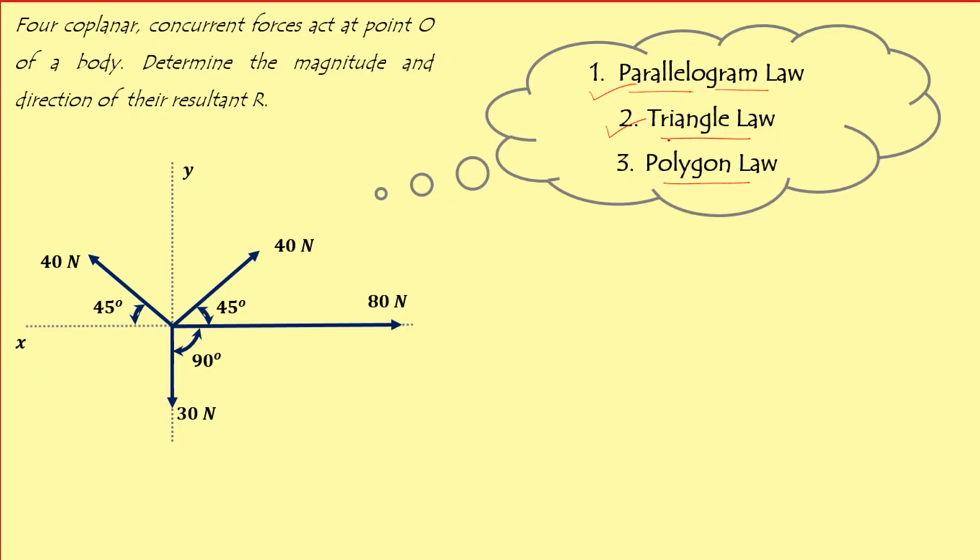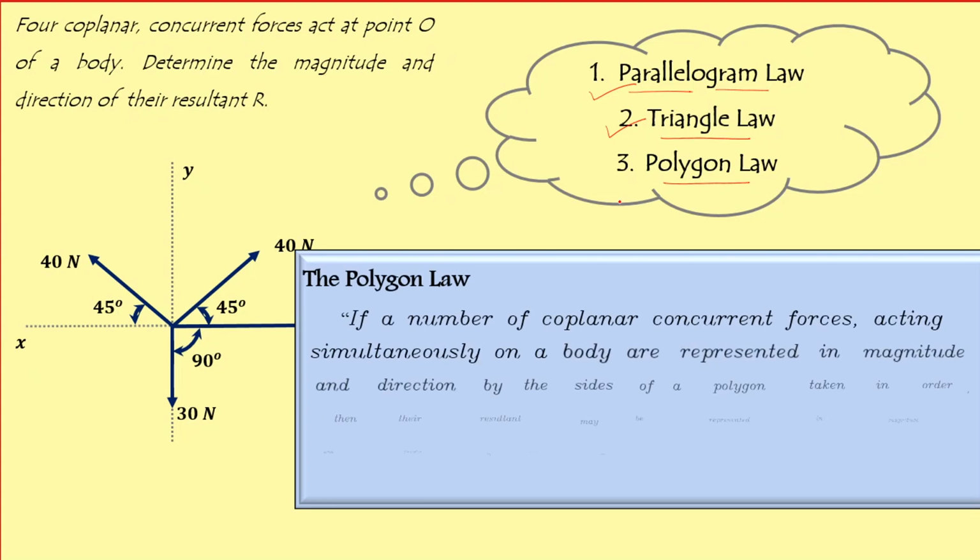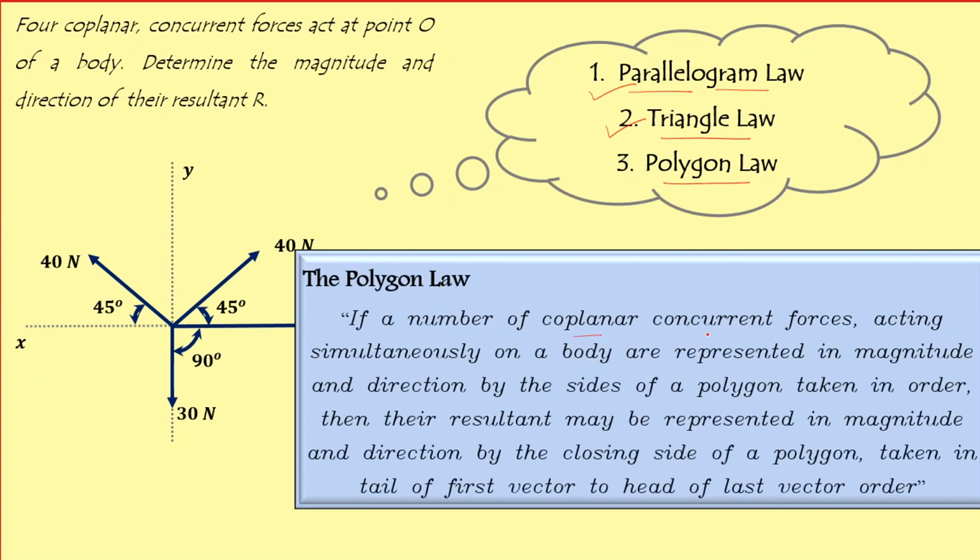So to overcome that drawback, we have the polygon law, which states that if a number of coplanar concurrent forces acting simultaneously on a body are represented in magnitude and direction by the sides of a polygon taken in order, then their resultant may be represented in magnitude and direction by the closing side of a polygon taken in tail of first vector to the head of last vector order.